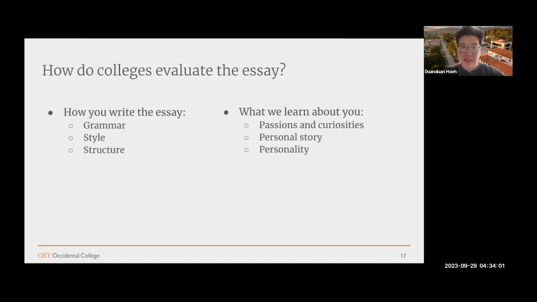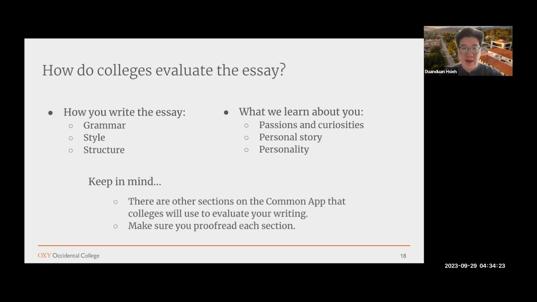How do colleges evaluate the essay? There are two main components that we look at when we're evaluating your essay. One is how you write the essay, your grammar, your style, your structure, as well as what we are learning about you. What are your passions and curiosities? What's a personal story that you're sharing? What's your personality like? These are both parts that we look at when we're looking at your application. And keep in mind that there are other parts of the Common Application that we use to evaluate your writing. For example, the extracurricular description boxes, your activities description boxes, the additional information section, any emails that you send to colleges. We use those areas to evaluate your writing as well. And so make sure you proofread each section to make sure that your writing has been completed to your satisfaction.